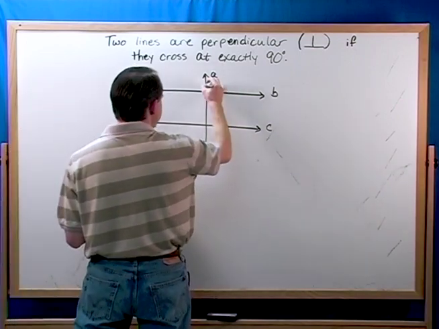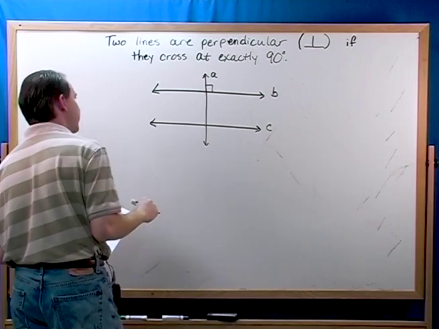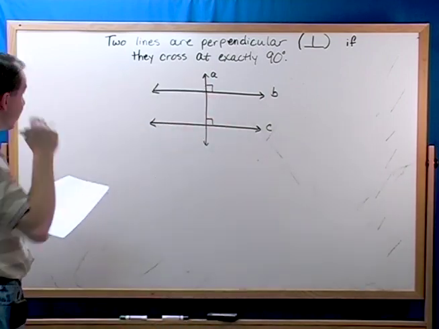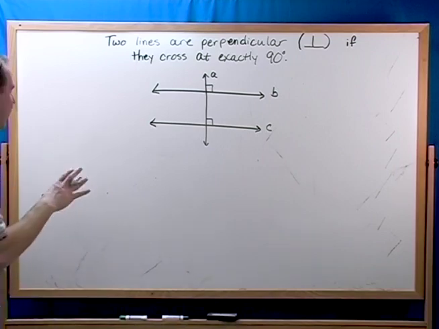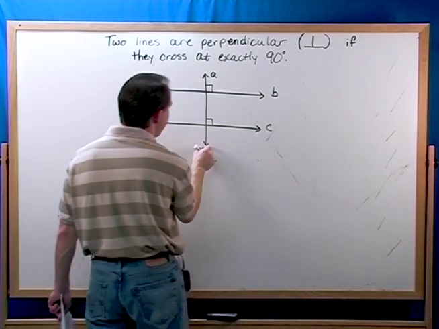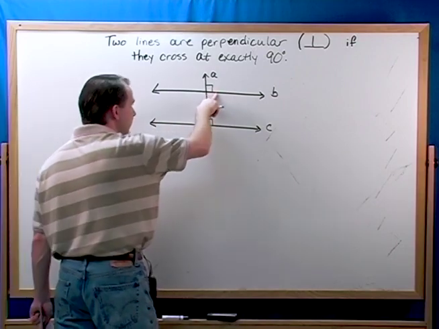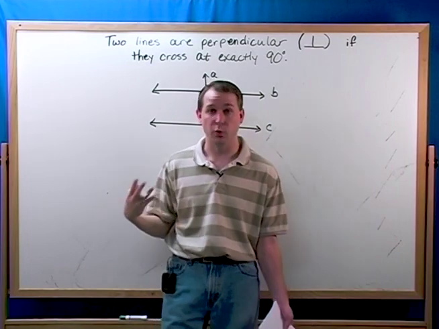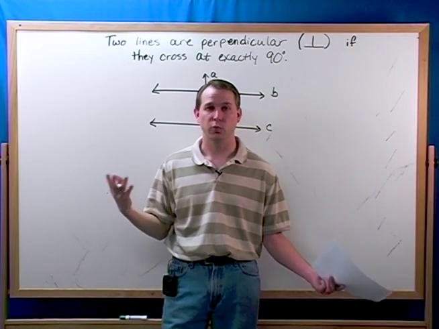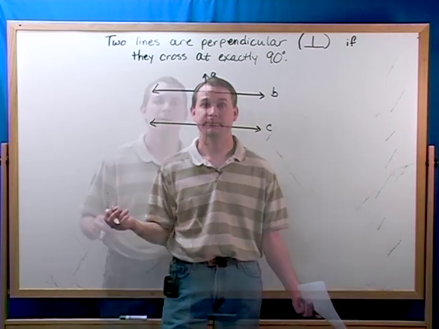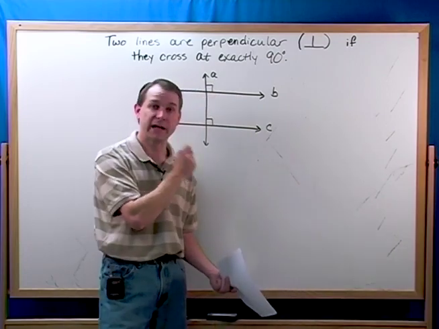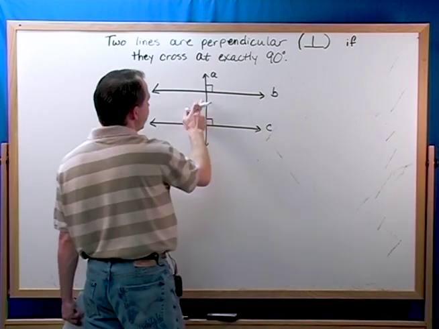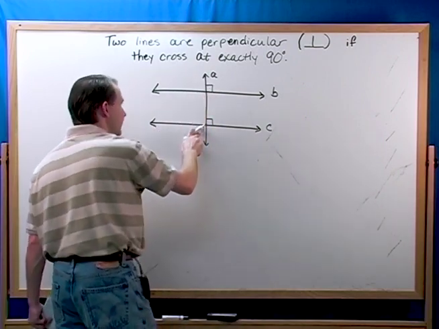And in the problem, I give you this little square there, and that tells you that's a 90-degree angle here and a 90-degree angle here. And what I want to point out here is that in this case, A is perpendicular to B, and A is perpendicular to C. So A can be perpendicular to more than one line for sure. But in this case, line A is also a transversal because it cuts through two different lines. It intersects line B and it intersects line C.